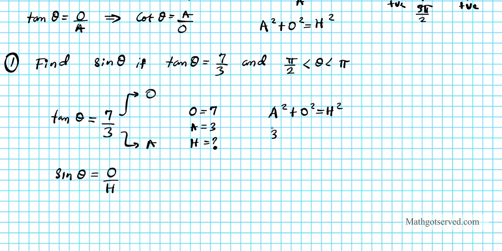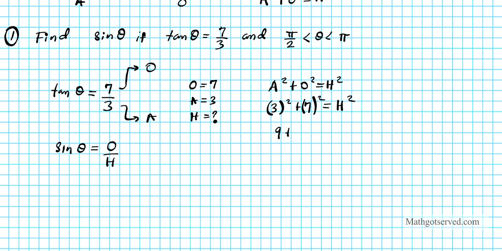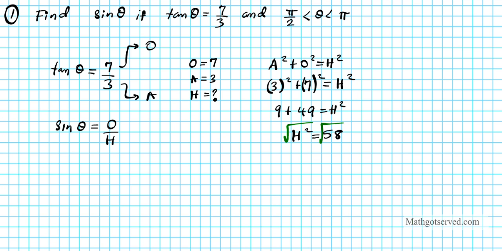So a is 3, so 3 squared plus 7 squared equals h squared, okay? All right, so let's do this. We're going to have 3 squared is 9 plus 7 squared is 49 equals h squared. h squared equals 58. And then to get h by itself, we'll take the square root of both sides. And then we're going to have h, the hypotenuse, is plus or minus the square root of 58.